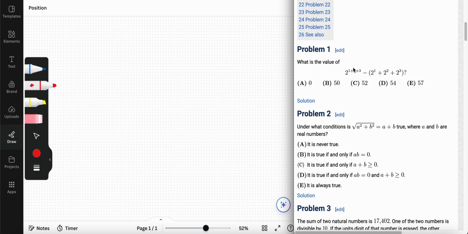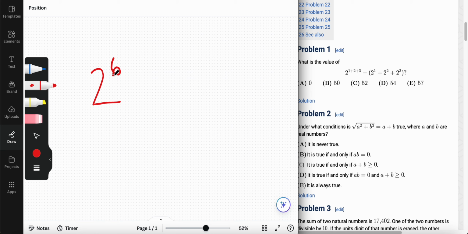Okay, so the first problem is, what is the value of this? We can simplify this to be 1 plus 2 plus 3 is 6, so this is 2 to the 6th power minus, okay, so this is 2 plus 4 plus 8, which is 14. All I did was 2 plus 4 plus 8, which is 14.